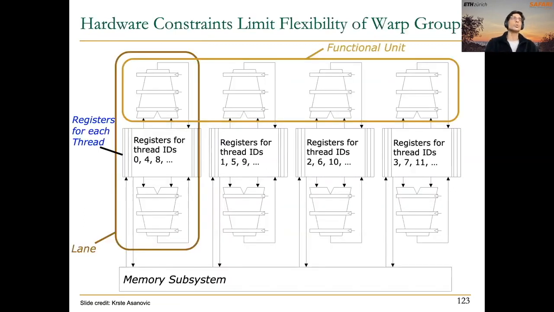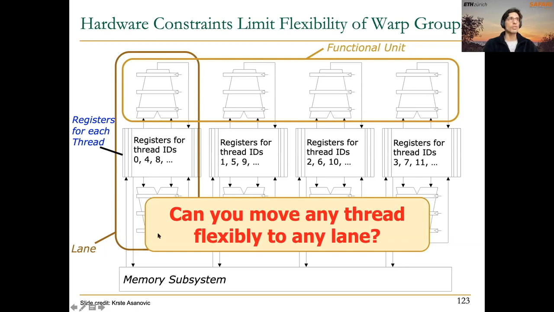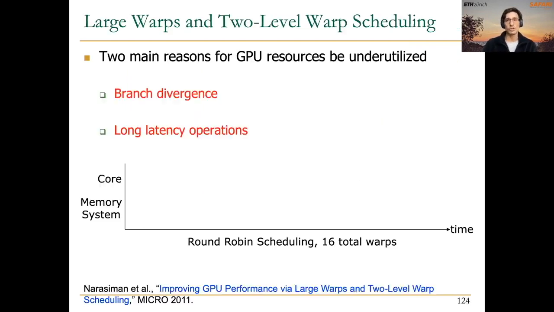Well, could we move one thread running here to a different lane? Yeah, we could, right? But it would be costly as well, because we would need to move all the registers, or at least a few registers, from this lane to another lane. It's not impossible, but it would probably require significant hardware changes. So you always have to evaluate trade-offs when you come up with some new idea for optimizing your hardware.